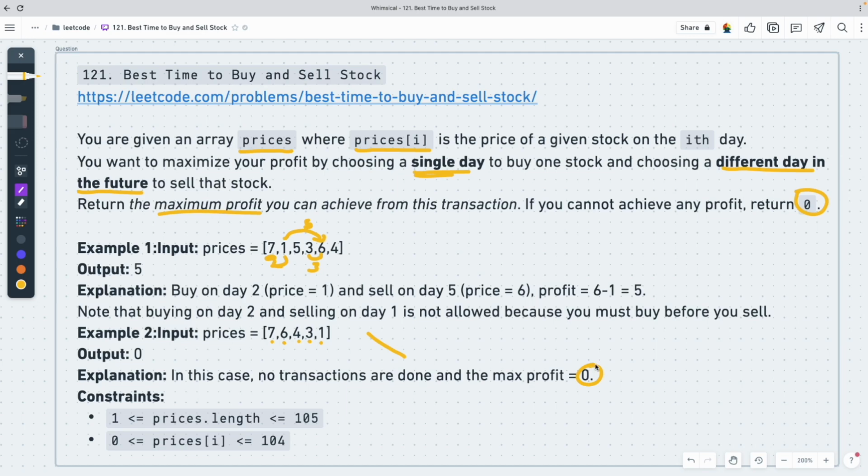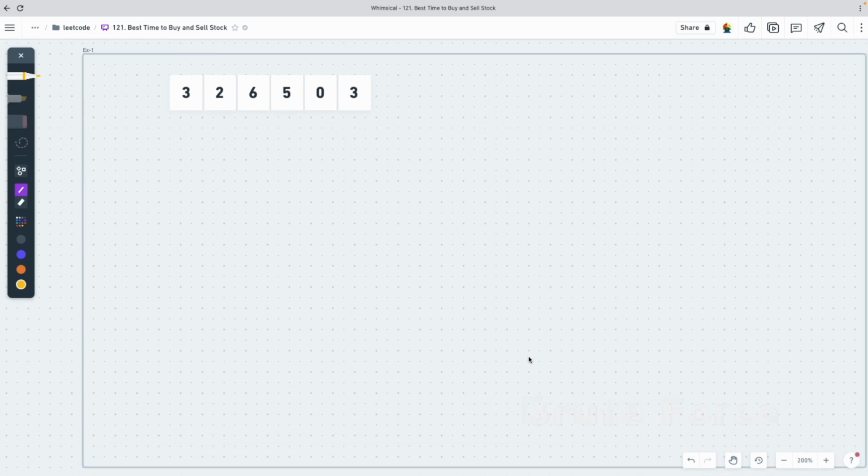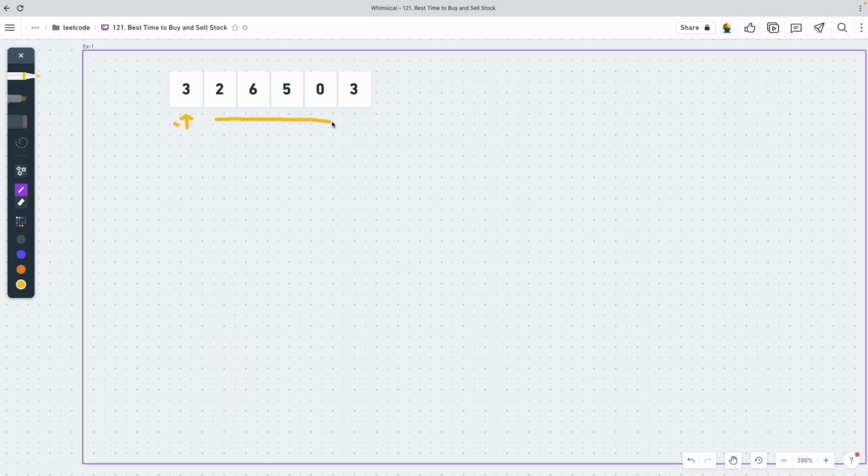Okay. Now to solve this, we will go through two approaches. The first one is a brute force method. So let's consider this example for that. So here we have an array 3, 2, 6, 5 and 4. Okay. So at every point, if we consider that this is the current minimum, we have to find a point in the rest of the array which gives us the maximum profit.